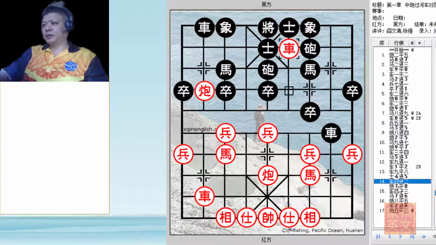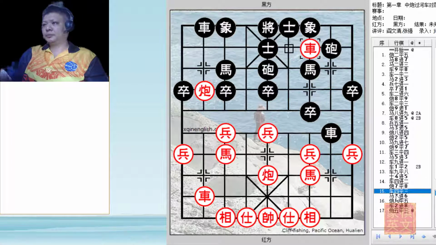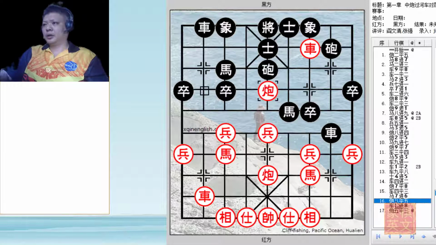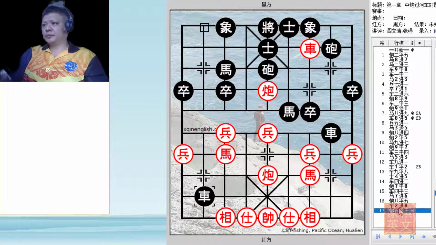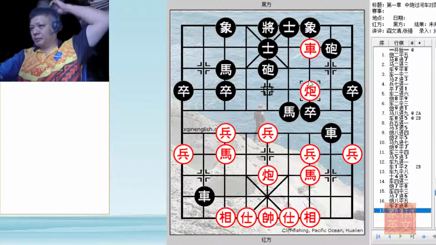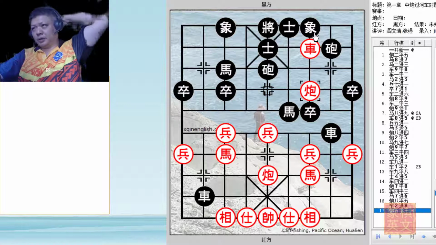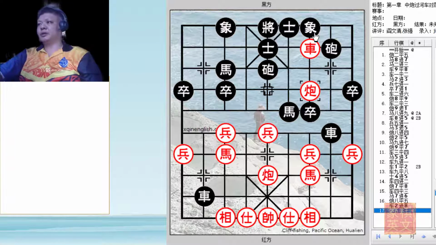threaten the cannon, threaten the horse, attacking the sacrifice, attacking the central pawn. The horse will now be guarding the chariot, and instead of capturing, red will go for the elephant immediately, and black will be under a lot of attack, under a lot of pressure. It will not be beneficial for black at this point.